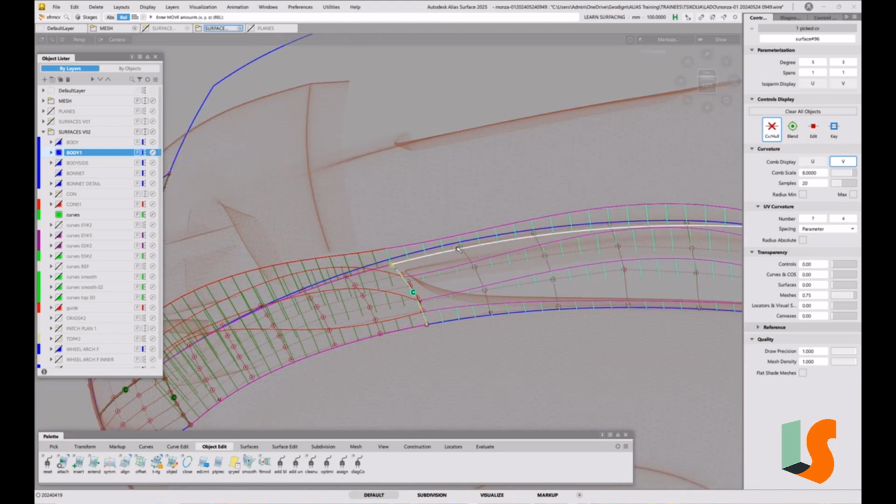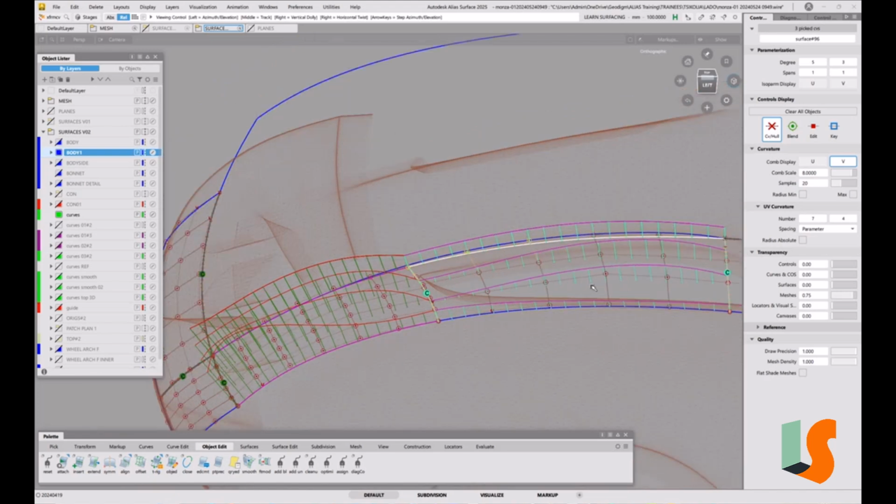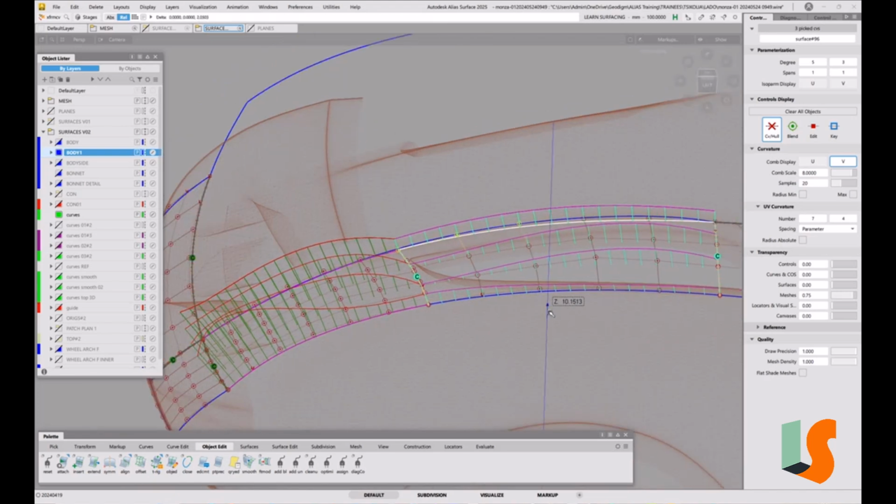Now, it's not just that point, of course. We may be able to move, you know, I'm using shift here to pick additional points, and then we can move them all up together, because I'm trying to make this curvature a bit more uniform there. I'm not looking at the sections, as you can see.